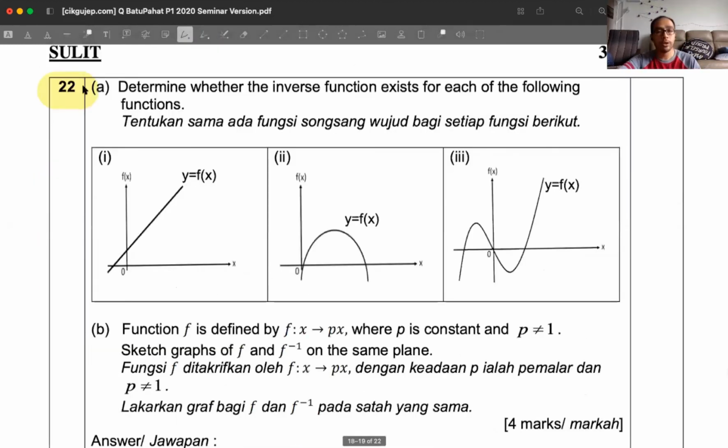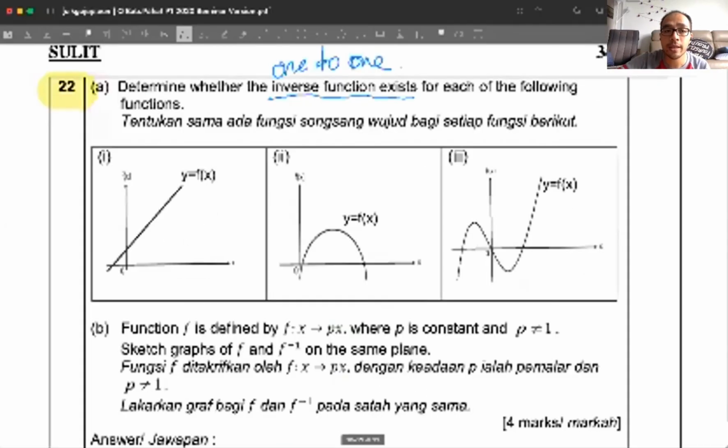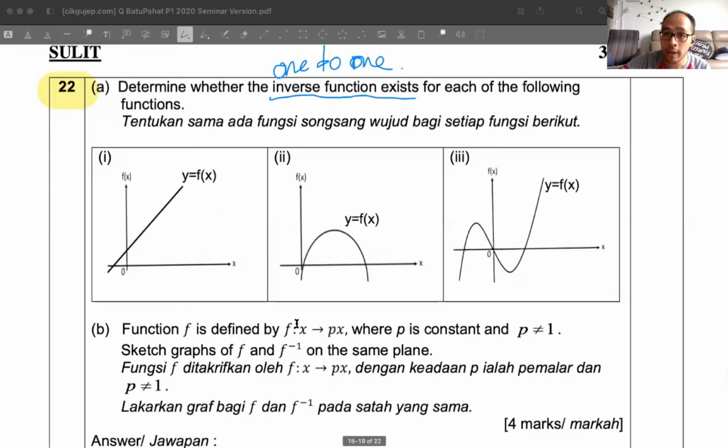22. Determine whether the inverse function exists for each of the following functions. So this is the concept again. An inverse function only exists if the function is 1 to 1. Okay, I repeat. If the original function is a 1 to 1 function, then the function has an inverse.